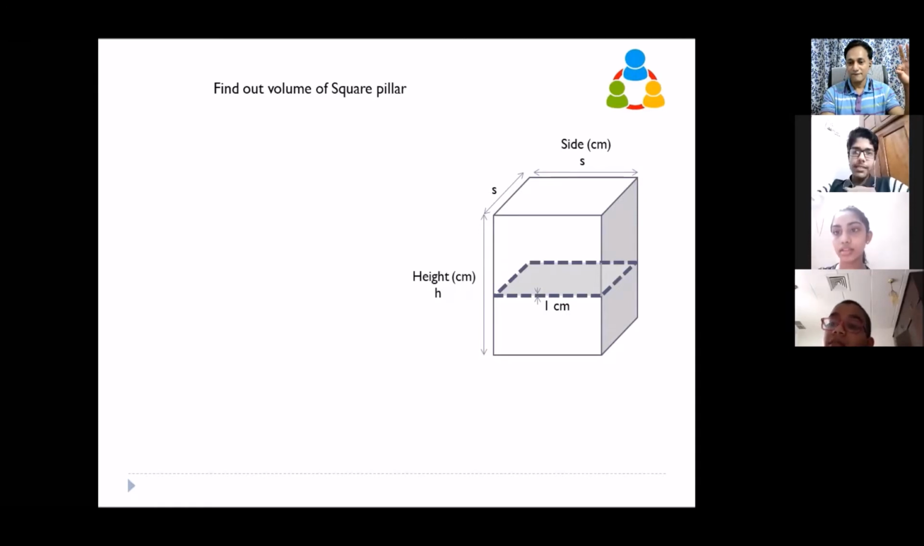L into B. What is L and B here? Length and breadth, that I know. What is length and breadth given here? It's a square pillar. S square, right? S is length and breadth. Avinash, see, at the top I have given S here. Oh, I think it was a rectangle. I have written the heading itself.